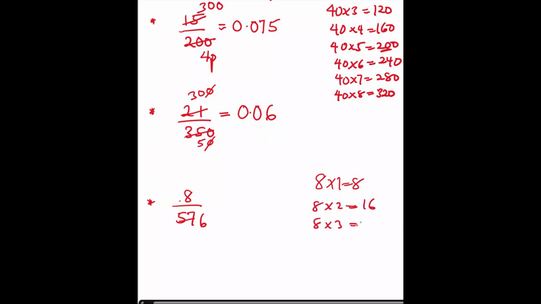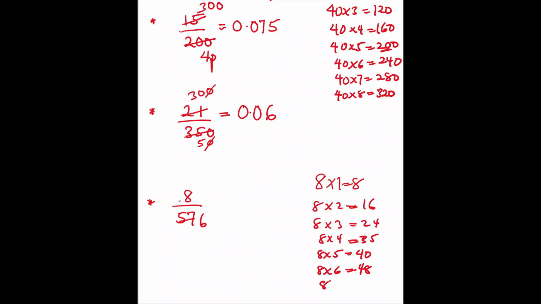8 times 2 is 16. 8 times 3 is 24. 8 times 4 is 32. 8 times 5 is 40. 8 times 6 is 48. 8 times 7 is 56. So 8 times 7 is 56. 56 is the closest to 57 and is still below 57. So that will be 7, remainder 1. So 16 divided by 8 is 2.